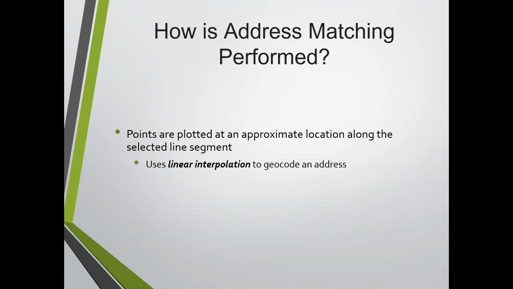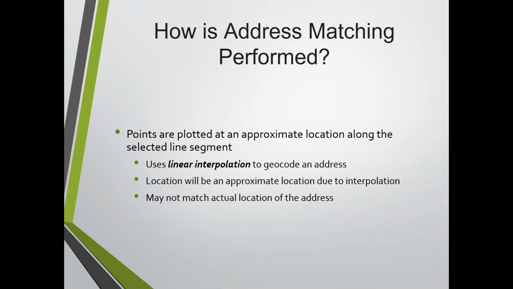And it uses a process called linear interpolation to geocode an address, in other words, to find its location. So when it plots that point, it may not be exactly where you think it is, okay? The location is going to be approximate due to the interpolation process and also due to the database itself, and it's not necessarily going to match the exact location of that address. For instance, streets that contain only a few buildings are going to have potentially large plotting errors. And I'll show you a picture of that in a minute.